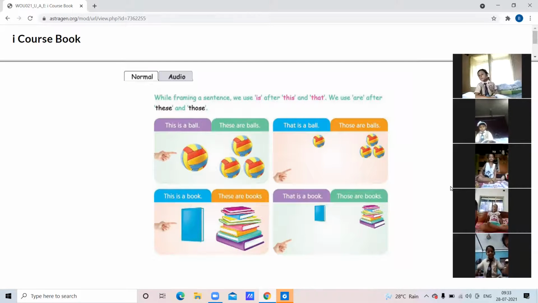This is a ball. These are balls. That is a ball. Those are balls. This is a book. These are books. That is a book. Those are books. Very good, Soripta. Okay, okay. So these and those.